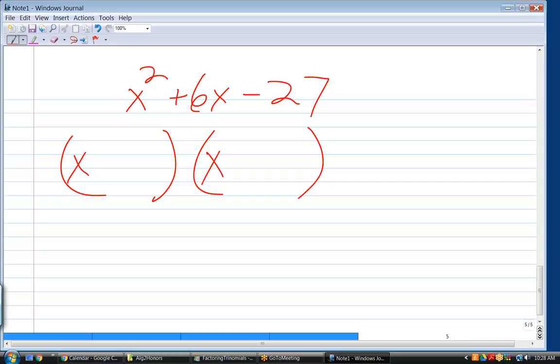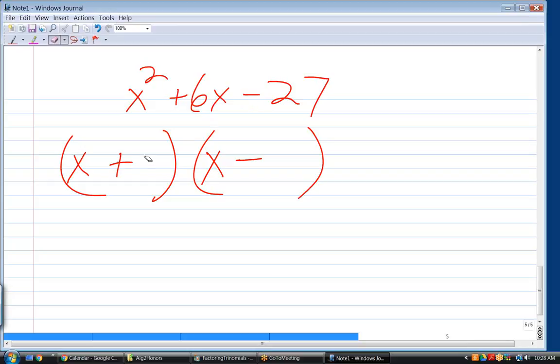Get you started. Okay, so it's going to be 1 plus and 1 minus. Now what's the rule? Factors of 27 that do what? Factors of 27 that add to 6. Factors of 27 that subtract to 6. Oh, okay. That sign is key in two places.